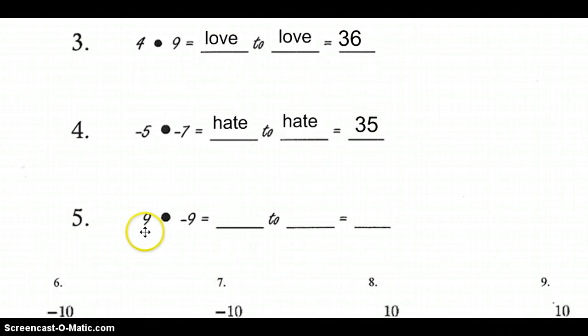For number 5, we have a positive multiplied by a negative. So we love to hate. If you love to hate, that means you hate. So you end up getting a negative answer. 9 times negative 9 is negative 81.